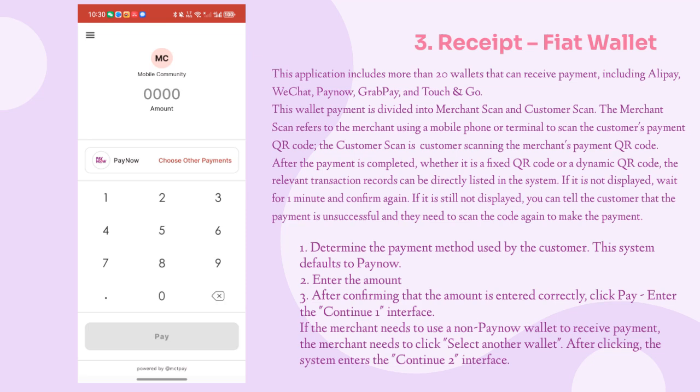1. Determine the payment method used by the customer. This system defaults to Payno. 2. Enter the amount. 3. After confirming that the amount is entered correctly, click Pay. Enter the Continue 1 interface. If the merchant needs to use a non-Payno wallet to receive payment, the merchant needs to click Select another wallet. After clicking, the system enters the Continue to interface.